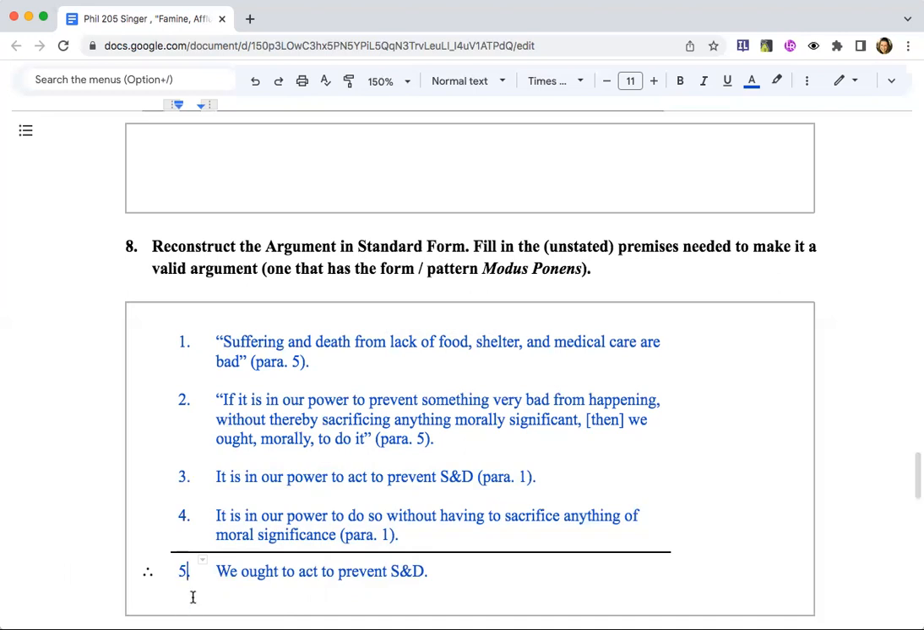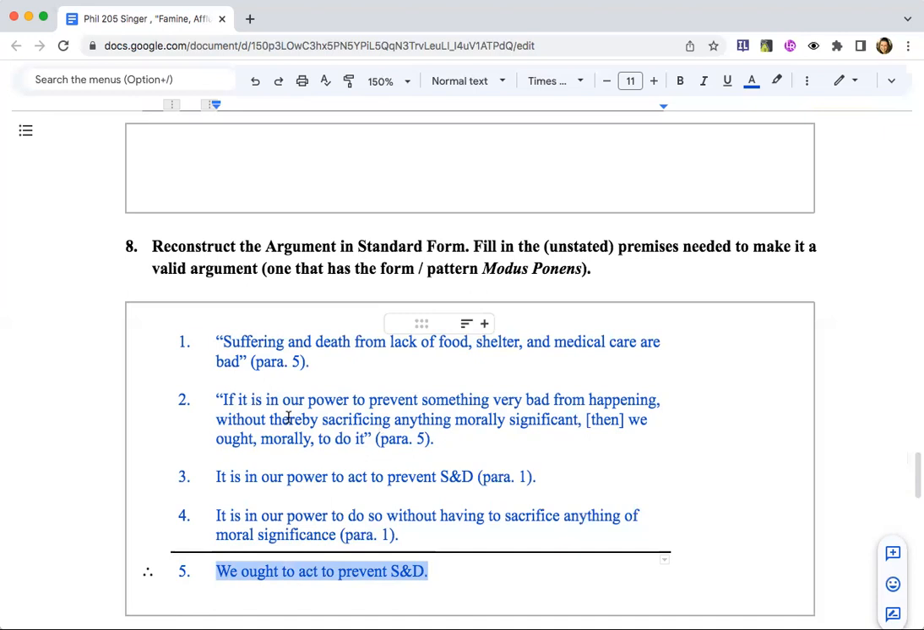That doesn't mean that the argument is overall good, because we might also ask, are the premises true? And presumably in many cases, it is in our power to do something. Whose we depends, right? And in many cases, it's in our power to do something without having to sacrifice something morally significant. And we'll just assume, like Singer, that this is true. And so if his principle is true, this will follow, at least in a range of cases. We ought to act when these criteria are met.